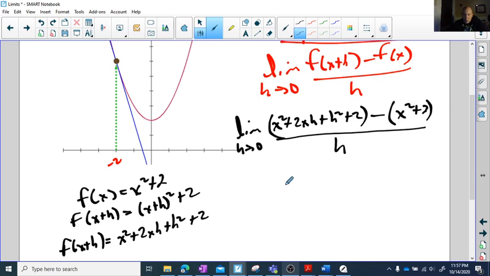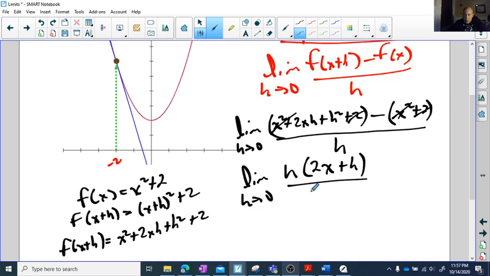Now, watch what happens here, and this is what should happen every single time. You should be able to get a common factor of h that you'll be able to get rid of down here. X squared, subtract x squared. That's gone. Plus 2, take away 2. Those are gone. The only thing left are these two terms, and notice they have a factor of h in them. So I'm going to factor that h out. That'll leave me with 2x plus h, all of that over h.